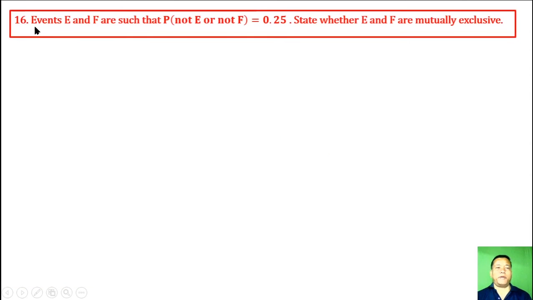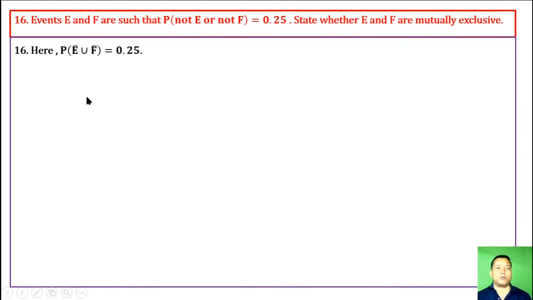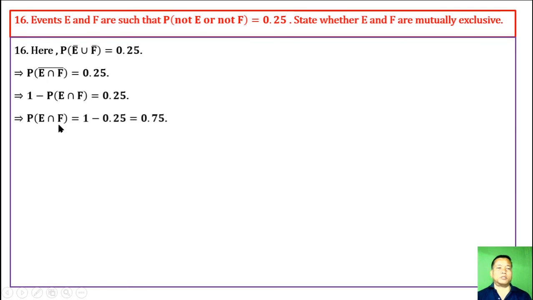Question number 16. Events E and F are such that P of not E or not F is equal to 0.25. State whether E and F are mutually exclusive. Let us solve that. P of E bar union F bar is equal to 0.25, which, applying De Morgan's law on complementation, we get this, which is again equal to 1 minus P of E intersection F. And solving, P of E intersection F is 0.75, which is not equal to 0. No, E and F are not mutually exclusive events.